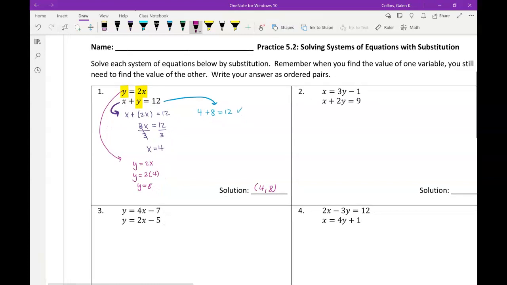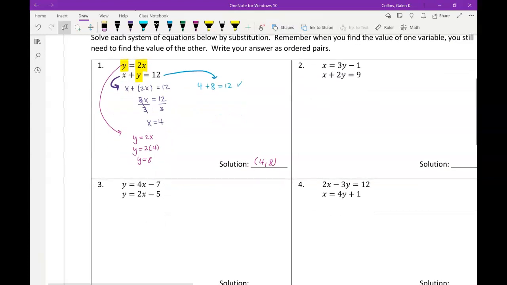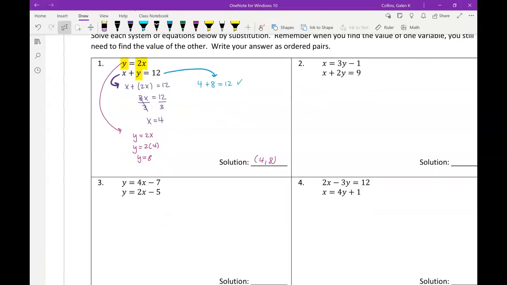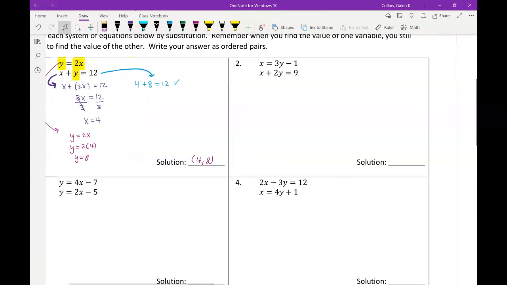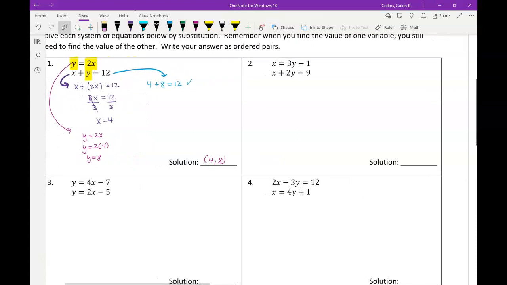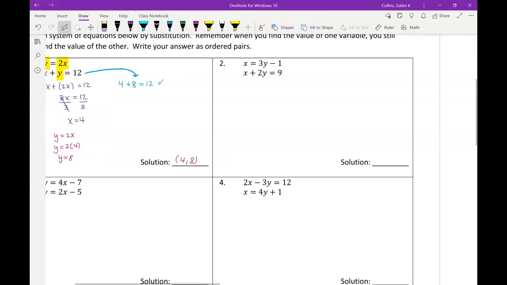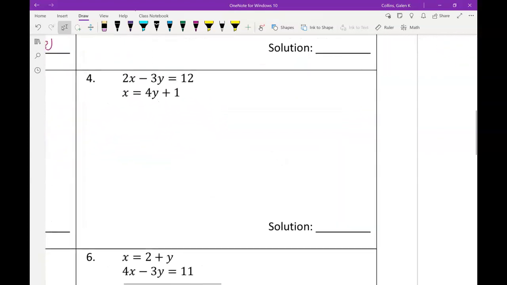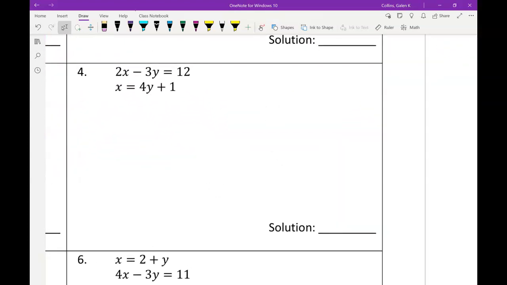All right, let's look at just a couple more, and then we'll look at a few special cases. In number 2, for example, 2 and 4 are really similar. Actually, let's look at number 4. In number 4, I notice that I don't have a y isolated, but that x is isolated in one of my equations. So it doesn't matter which variable we're substituting for.